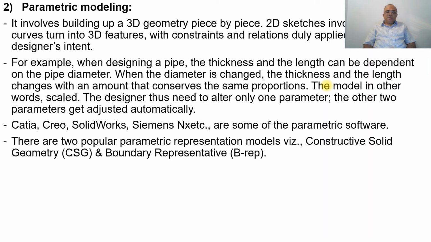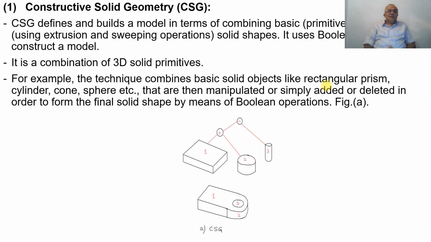There are two popular parametric representation models which have been used. One is constructive solid geometry and the other is boundary representation, which is also called BREP. First we'll go for constructive solid geometry, that is CSG. CSG defines and builds a model by combining basic primitive solid shapes, generated using extrusion or sweeping operations. It uses Boolean operations to construct a model.